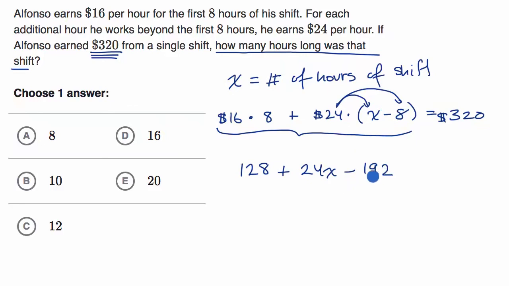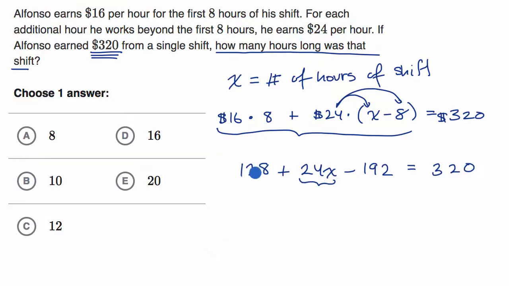And once again, you can use a calculator on the practice if you don't feel comfortable doing that or if you don't want to do it on paper. In fact, I encourage you to use the calculator if you feel a little bit uncomfortable. And that's going to be equal to $320. And like we've seen before, we want to isolate the x's on one side of the equation.